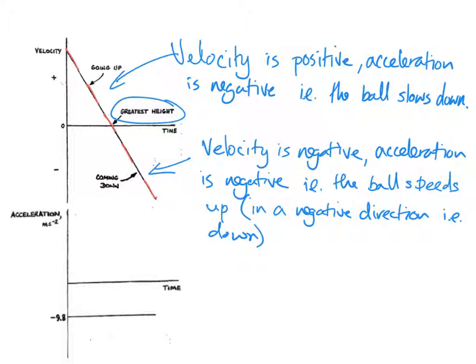When we go to the negative idea, if the value of the velocity is negative and the acceleration is negative, i.e. the line is sloping down, then you're looking at a ball that's speeding up in a negative direction. And lastly, if the velocity is negative but the acceleration is positive, i.e. the line is sloping up, then you're looking at a ball that's slowing down in a negative direction.